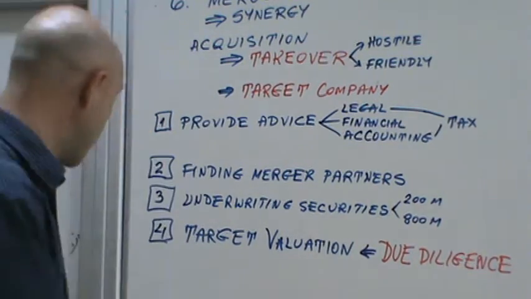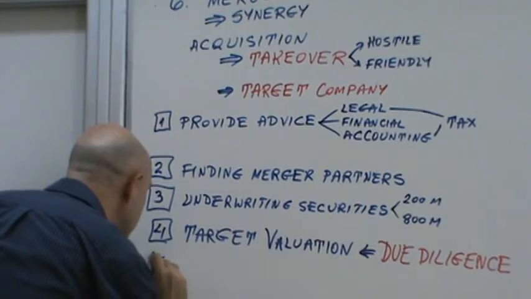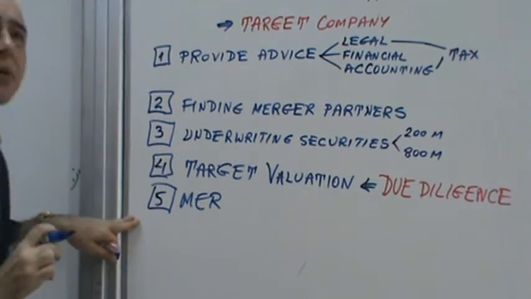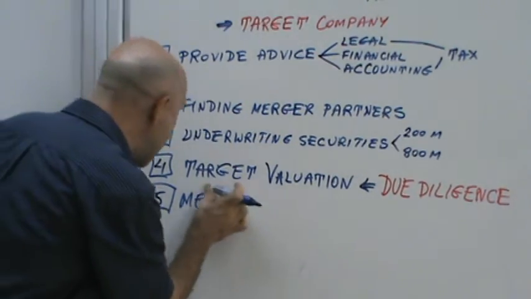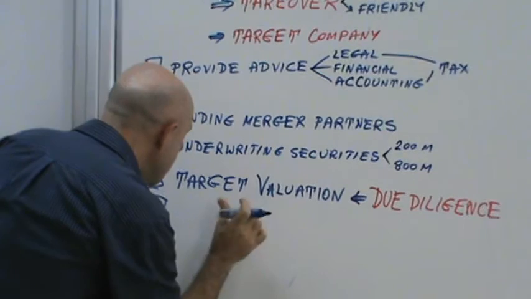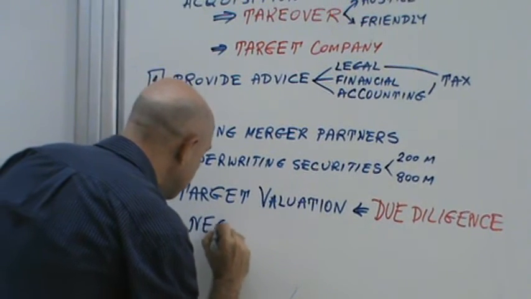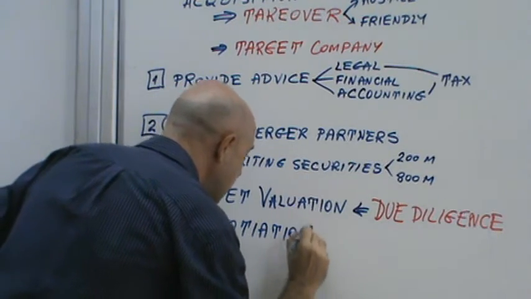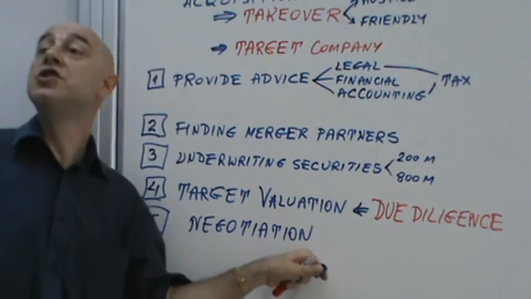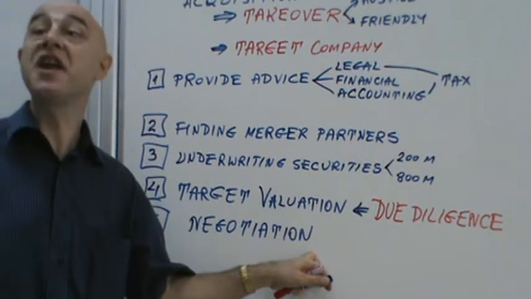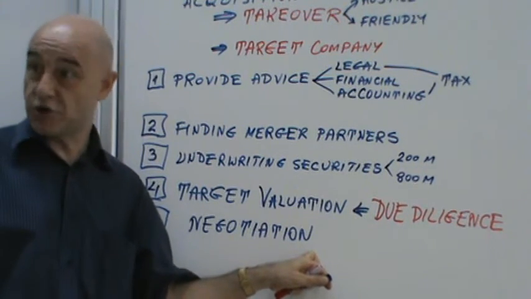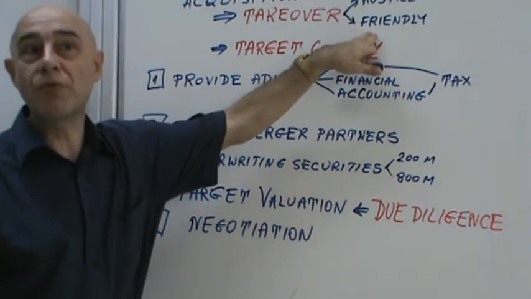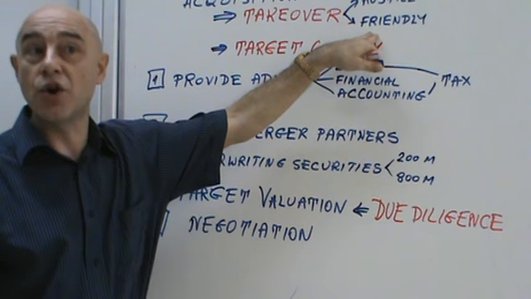Next will be the merger agreement. Well, before the merger agreement, let's write another one: negotiation. The investment bank will negotiate with the target company, first with the management, and will try to get the management to cooperate into a friendly takeover.